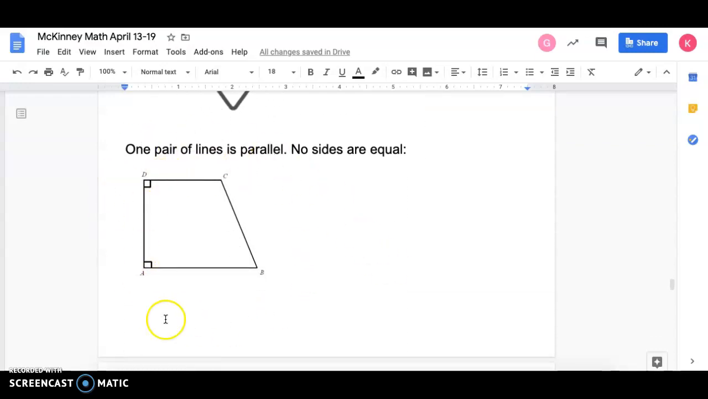Now we have another shape. It only has one pair of parallel lines. It's a quadrilateral. None of the sides are equal. What is the best name for this shape?